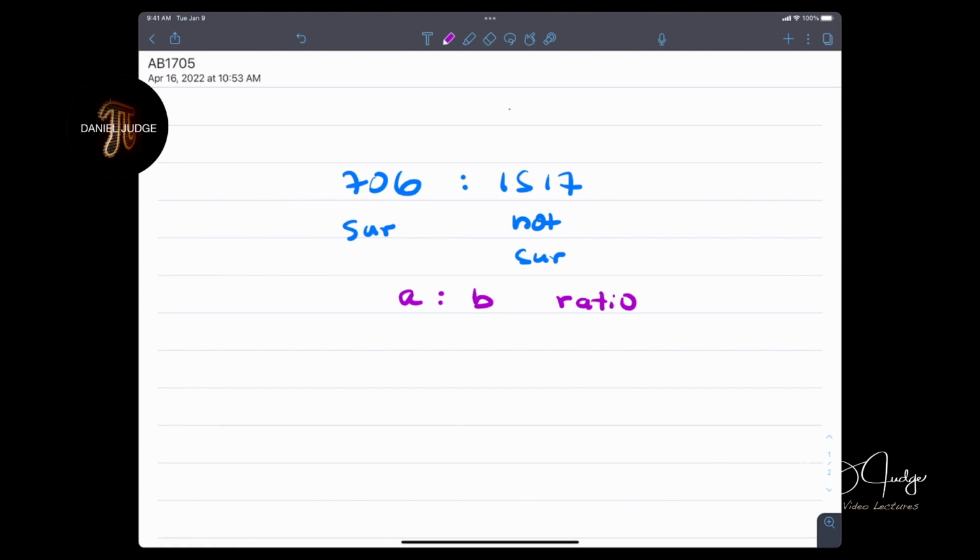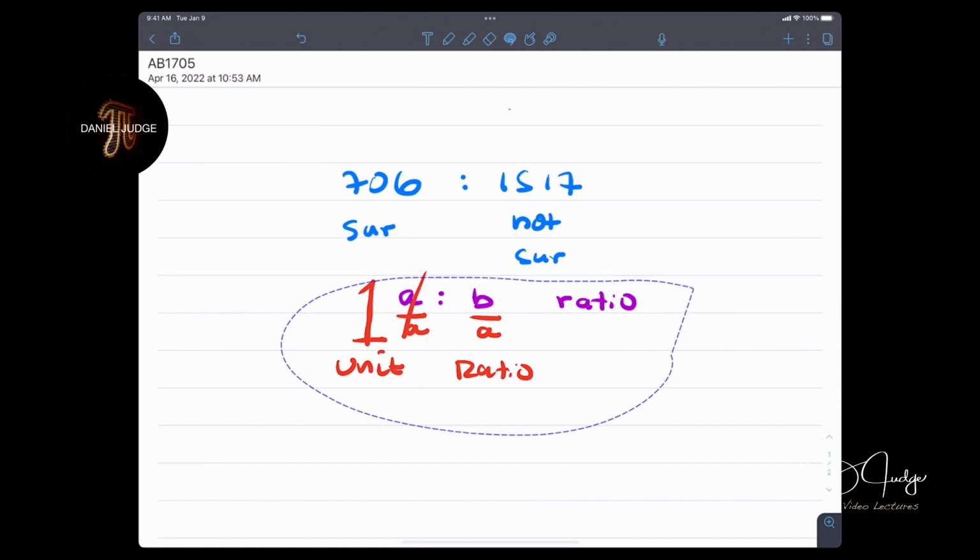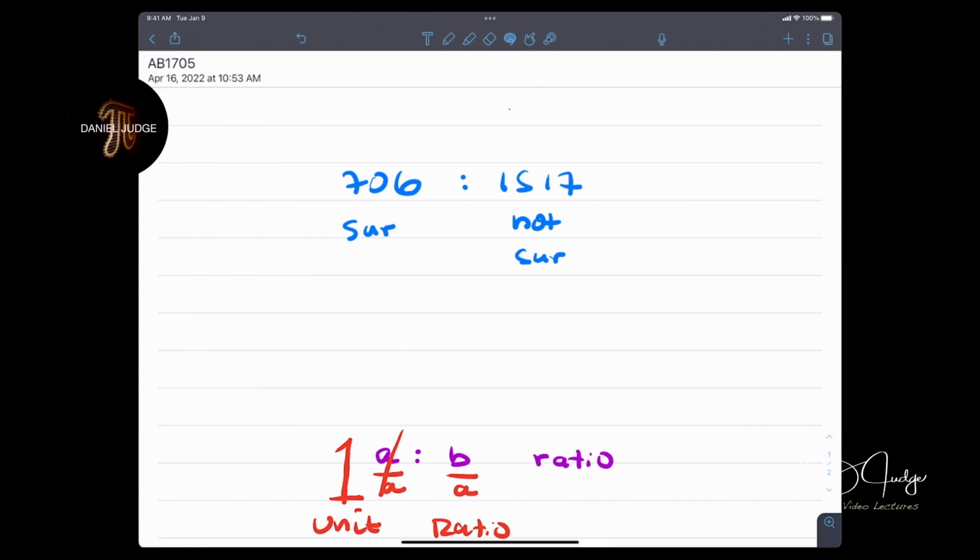Now, unitizing means we can actually divide either quantity by itself, and that will give the number 1 meaning unit. So what I'm going to do now here is this. I'm going to divide both quantities by this first number A, so I can get that number 1. That's what we mean by the unit ratio. This is a unit ratio now, as long as I do it to both quantities. So I'm going to divide now, if I move things around, both numbers here by 706.